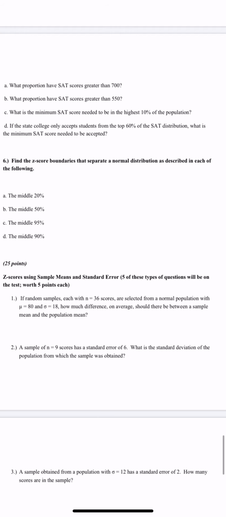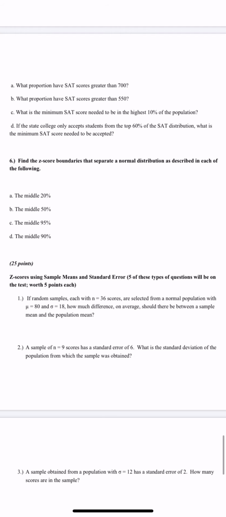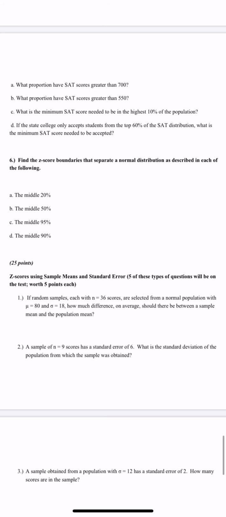Okay, find the z-score boundaries that separate a normal distribution as described in each of the following. So the middle 20%. If we're looking for the middle 20%, the rule is we have to cut that 20% in half to 10% and look in column D for the closest number to 10%. If you do that, you will see that number is 0.25. So plus and minus 0.25 are the z-score boundaries that separate the middle 20% of the distribution.